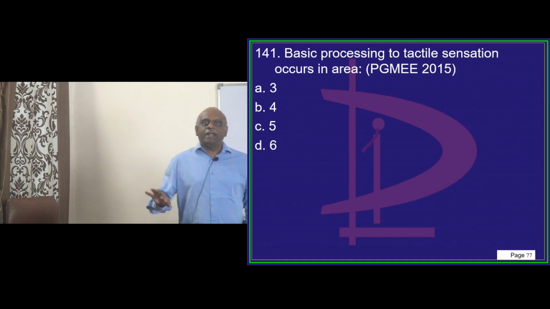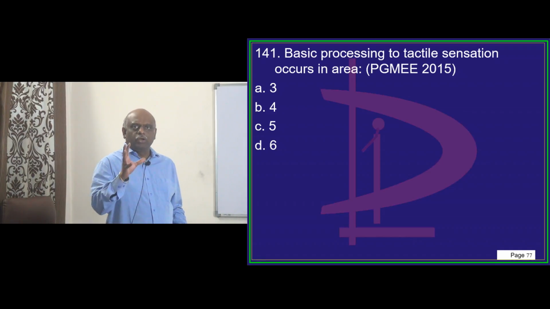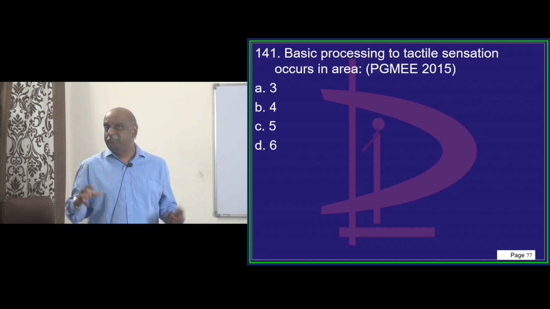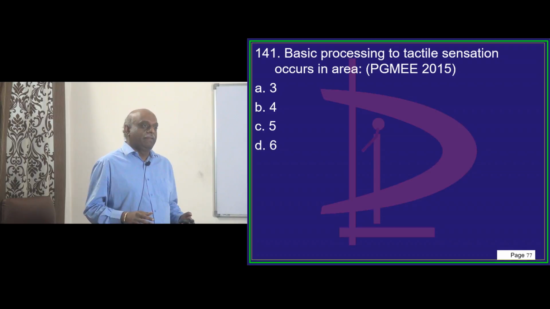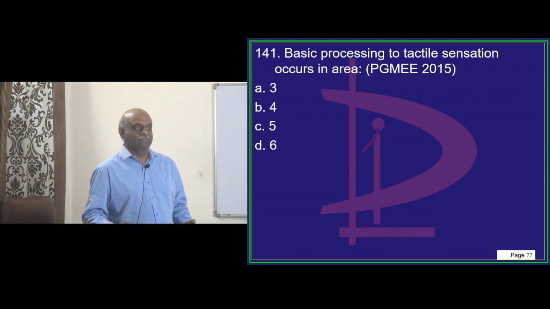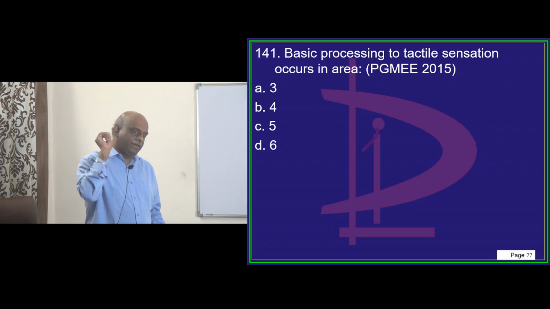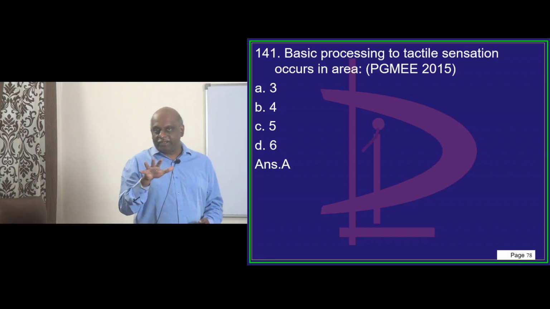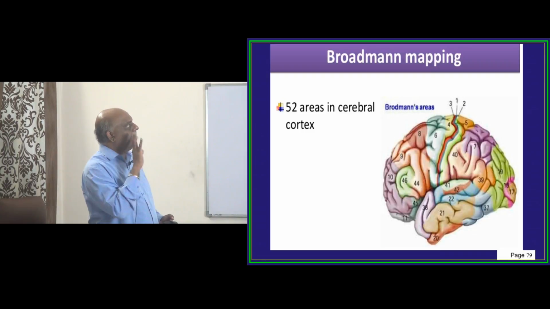Now tactile sensation, touch sensation, the entire brain is mapped into various areas: area 1, area 2, area 3. Brodmann areas. Brodmann said this area will do this, that area will do that, and the examiner keeps pushing one question regularly on these areas. So you should be very sure. So doctor, for tactile sensation, area 3 is the most important area.